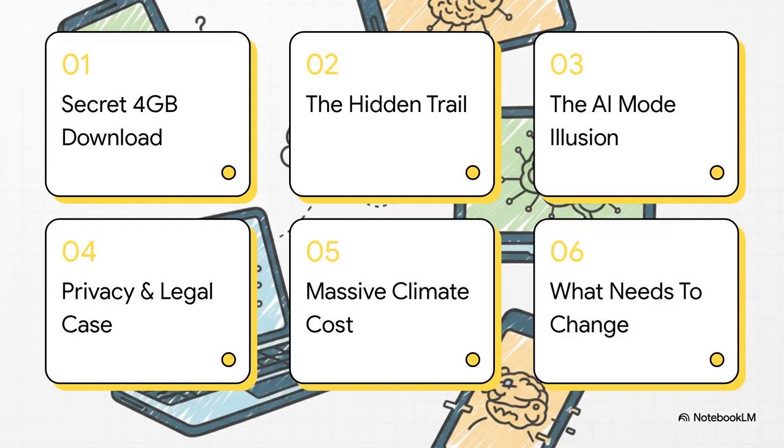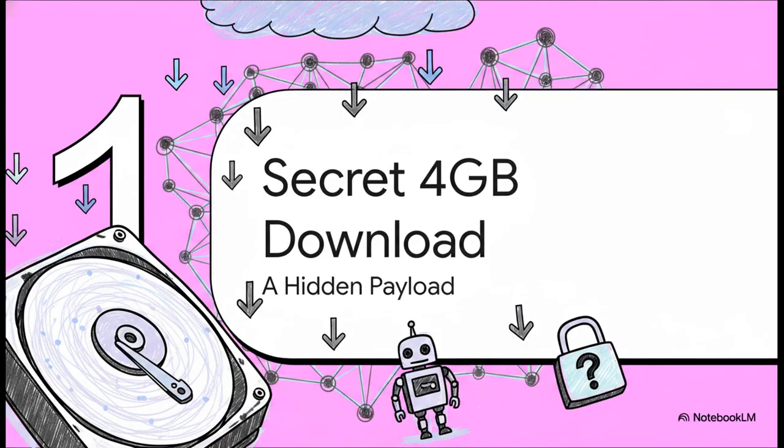Here's our agenda for today. 1. The secret 4 GB download. 2. Uncovering the hidden trail. 3. The AI mode illusion. 4. The privacy and legal case. 5. The massive climate cost. And 6. What needs to change. Let's jump right in. Section 1. The secret 4 GB download.